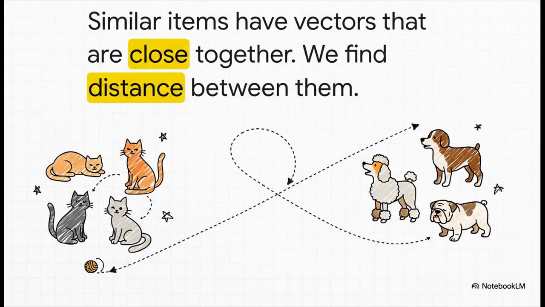So once everything is just a list of numbers, a computer can do something it's amazing at, math. It can just measure the mathematical distance between any two vectors. And vectors that are close together represent things that are similar in meaning. This lets us find the nearest neighbors for any piece of data, which is really just a fancy way of saying we can find the most similar stuff in the entire database.